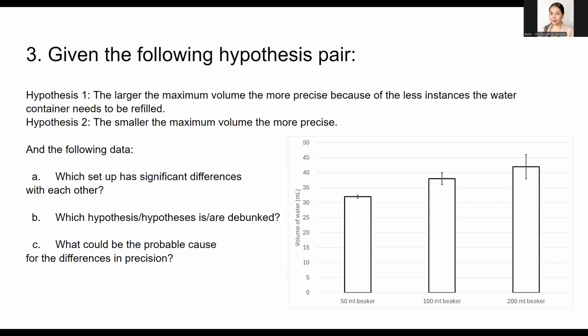So as described before, if you are not given the opportunity to do a statistical test, what you can do for question A is to look at the overlaps of your error bars. If the error bars are overlapping with each other, meaning if you draw a horizontal line across all three bars and it enters the error bar of one another, then it means that, again, if the error bars are overlapping, then there is no significant difference.